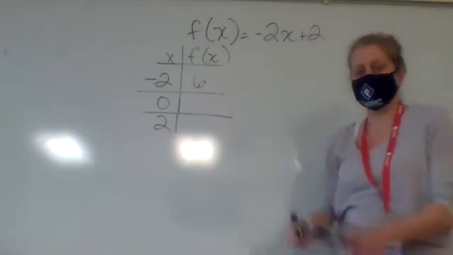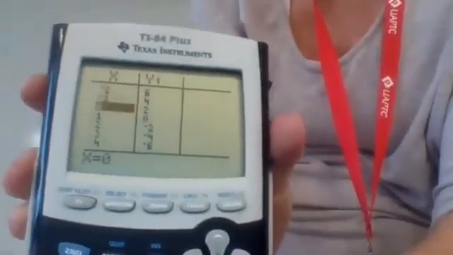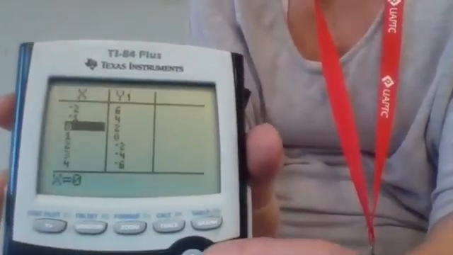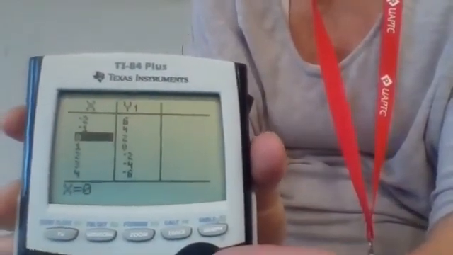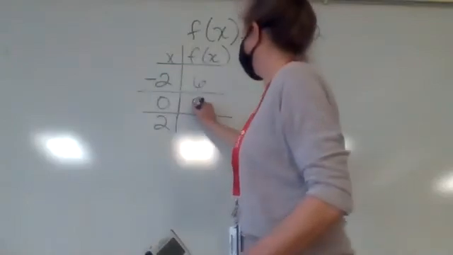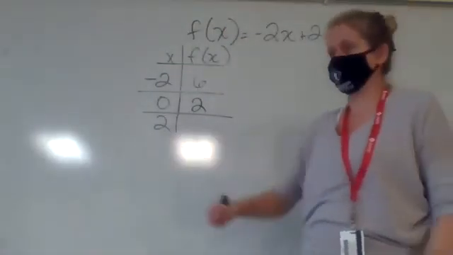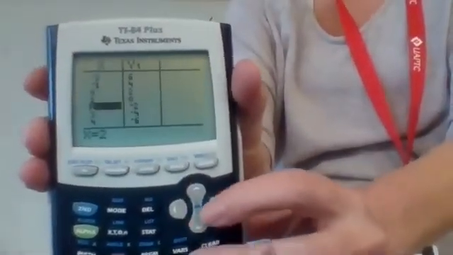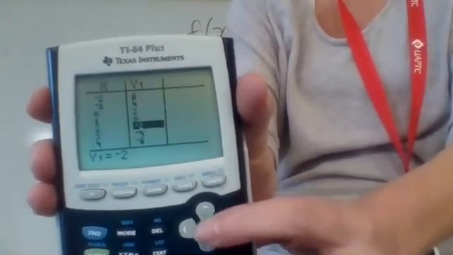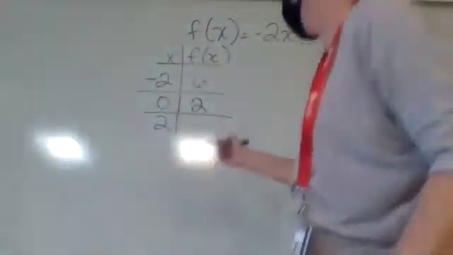So I plug in 0. Again, I just come in and look for my X number to be 0 and then put the number that goes with it, which is 2, here. Same thing. Go to my X column, look for 2. There's my 2. The number that goes with that is -2.